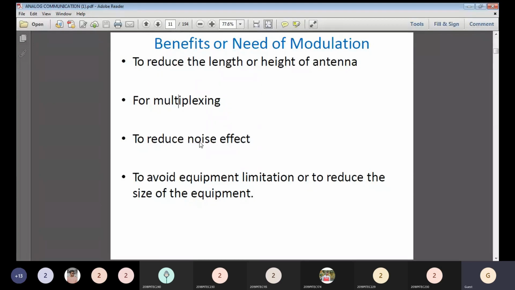Next, to reduce noise effect. Next, to avoid the equipment limitation or to reduce the size of the equipment. Equipment limitation is there. If you are transmitting without modulation, then for each and every frequency, one set of equipment is needed. But with the help of modulation, the number of equipment is reduced.